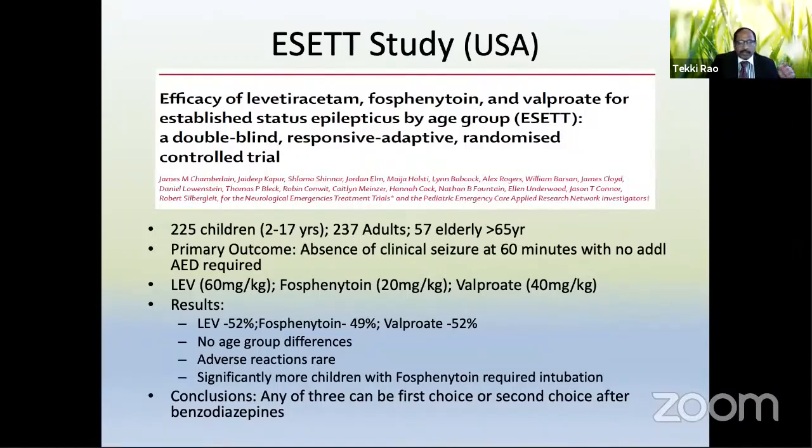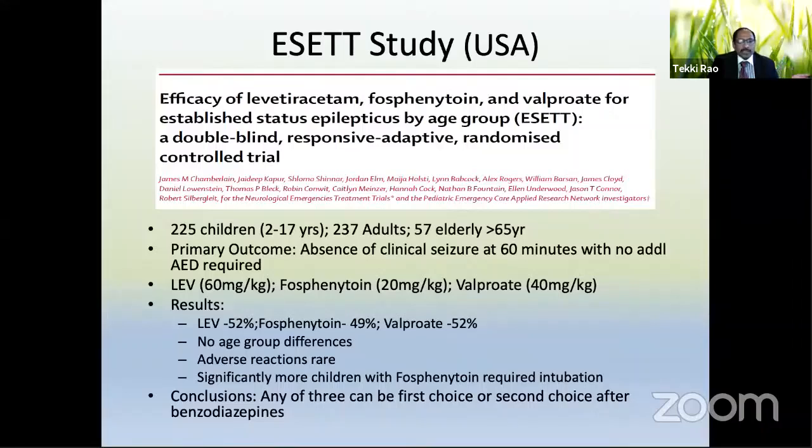The difference between the UK and Australia studies and the USA study is that levetiracetam was used at 60 milligrams per kilo in the infusion, whereas fosphenytoin and valproate are similar. Valproate was not used in the other 2 trials, but valproate was used at 40 milligrams per kilo. So results were again similar. Levetiracetam group 52% success rate, fosphenytoin 49% success rate, and valproate 52% success rate. There are no age group differences between children, adults, or elderly.